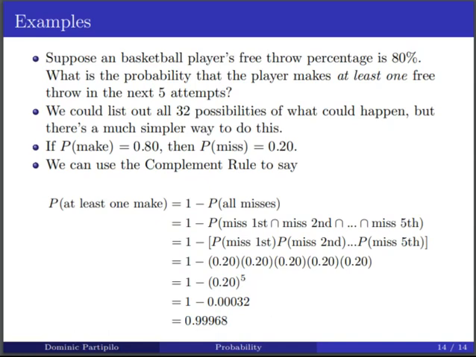If the player makes 80% of his shots, you'd have to think that the player would have a pretty good chance of making at least one of their shots. So this makes a little bit of sense. This is really close to 1, so it's very, very likely that the player will make at least one shot of the 5 attempts.